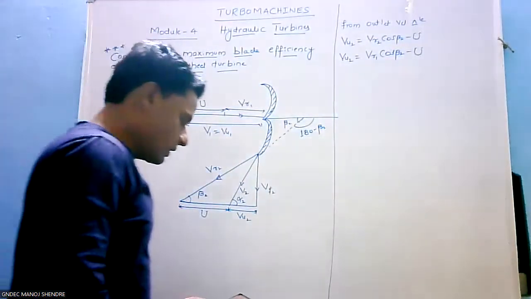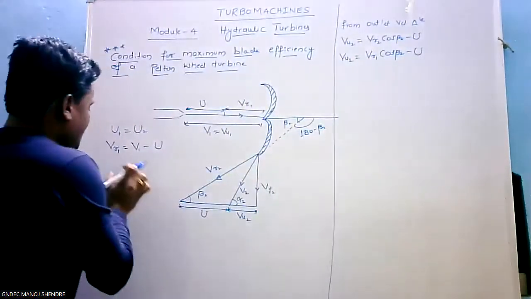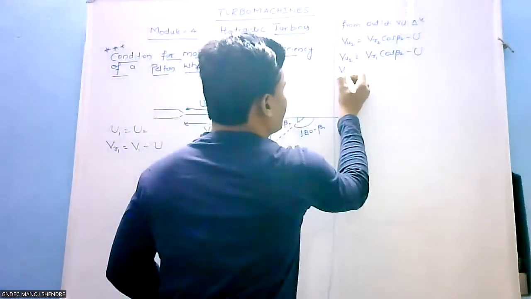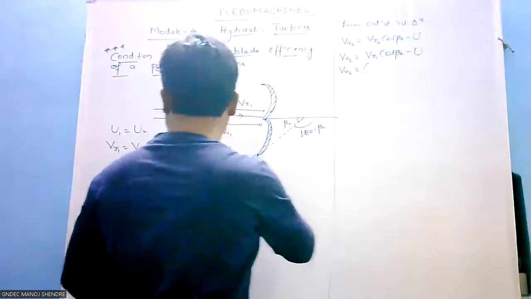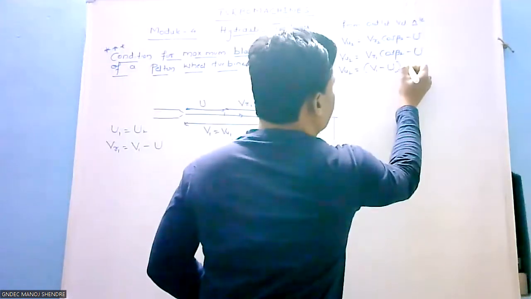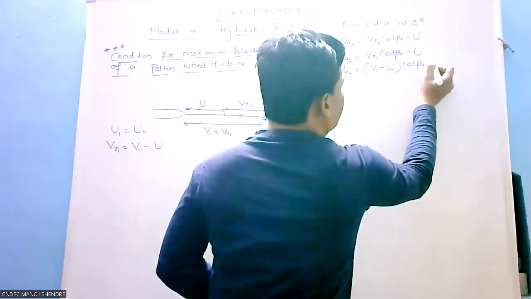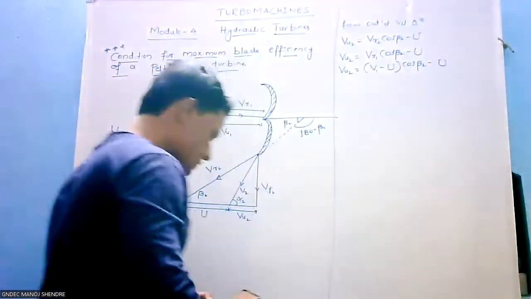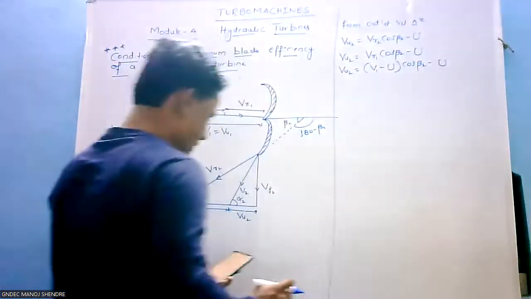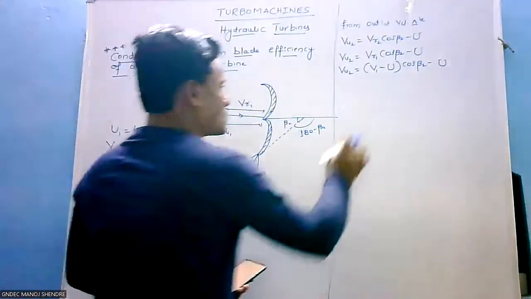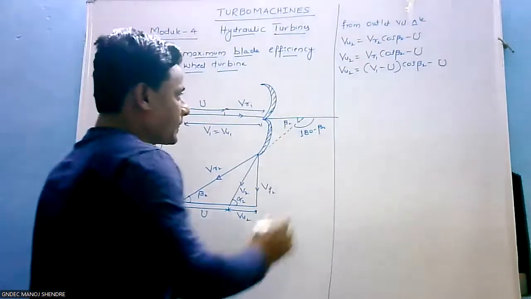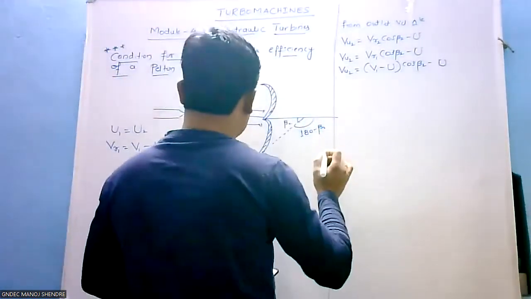Okay. Now VR1 can also be written as VR1 equals V1 minus U. So VU2 equals VR1 into cos beta 2 minus U, that is (V1 minus U) into cos beta 2 minus U. So V1 is equal to VU1, so that is the same. Now therefore, work done, you can write here.